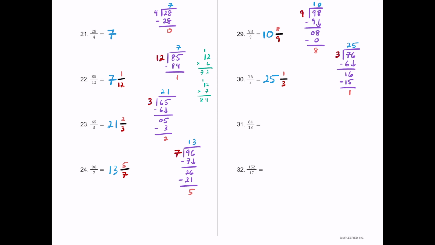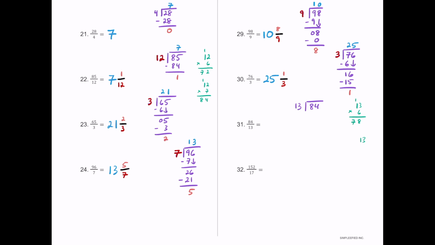For 31, we have 84 13ths. So let's take 84 and split into 13 equal groups. Let's see, 13 times tables. Well, we can go ahead and do some multiplication. 13 times, let's go with 6 maybe. So 6 times 3 is 18, carry the 1. That's going to be 78.